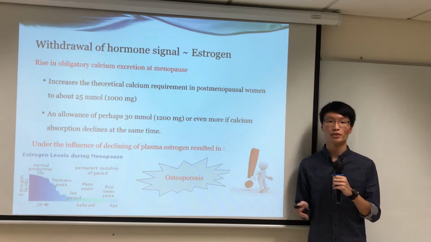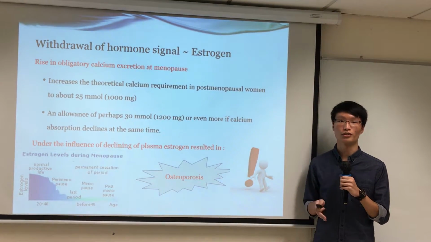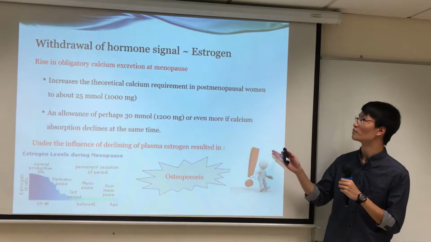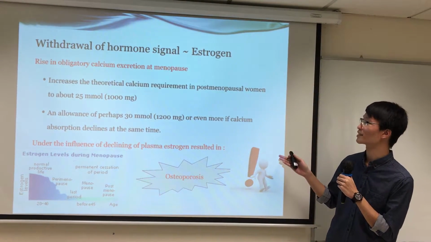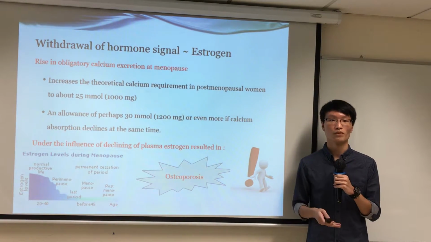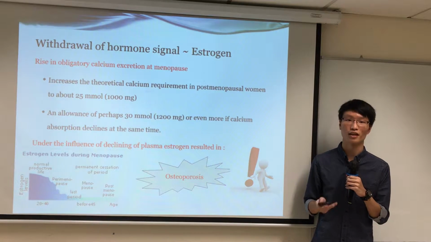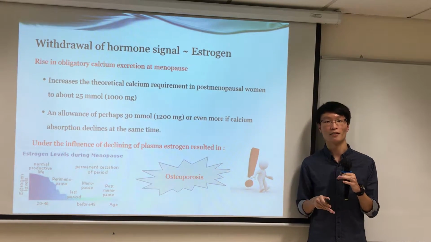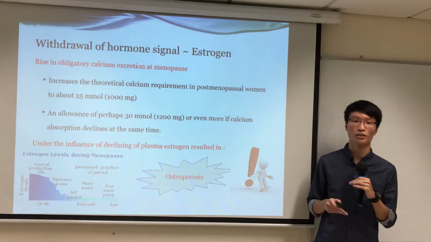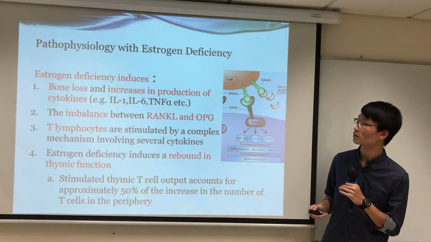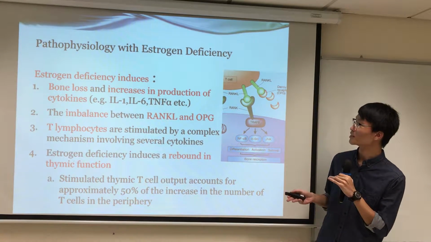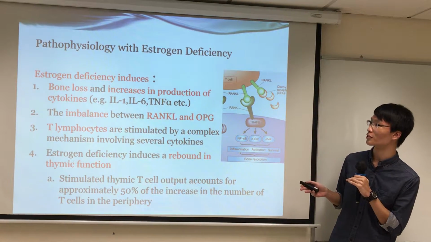During the menopause, due to the effects of estrogen deficiency, calcium excretion will be rising. Here are some statistics about the increased calcium needs during the menopause. When calcium absorption isn't enough, together with the effects of estrogen deficiency, it will result in osteoporosis. Here are the major results of estrogen deficiency.